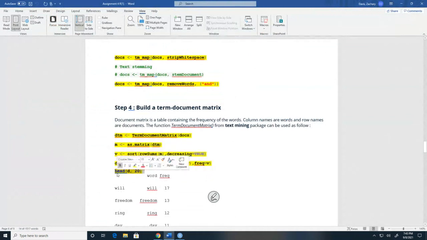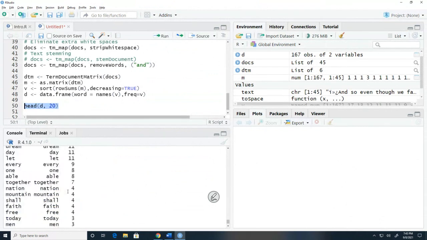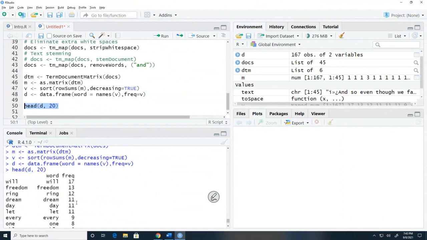So the head function is going to give us the first 20 entries. You can also use the tail function, which would give you the last 20 if you switch that to tail. This will give you the word and its frequency.